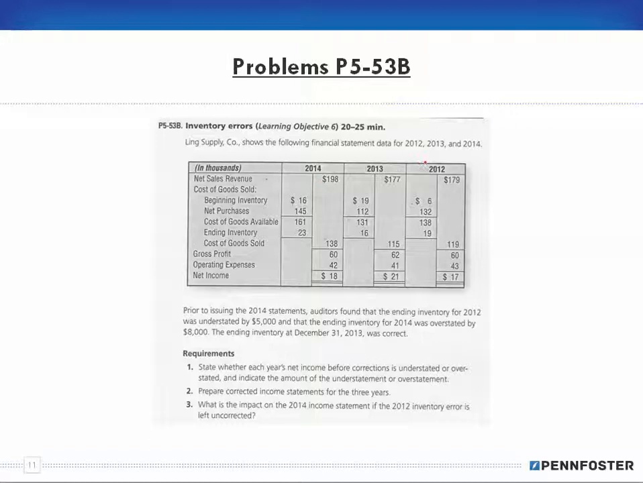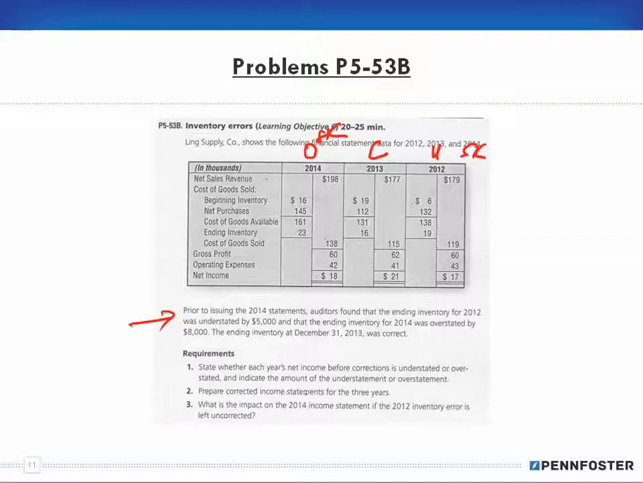So for 2012, this is understated. For 2014, it's overstated. And for 2013, it's correct. So understated by 5,000, overstated by 8,000, and this is correct. Right. So it says we want to know, state whether each year's income statement and each year's net income before corrections is understated or overstated, and indicate the amount of the understatement or overstatement. Okay, well, we just did that. The data told us that 2012 was understated by 5,000, 2014 is overstated by 8,000, and 2013 was correct.